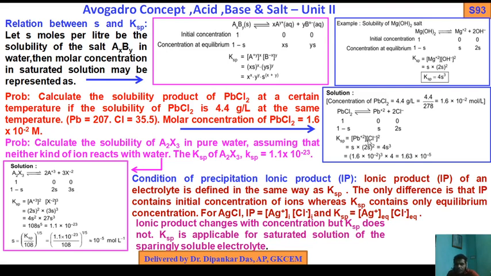So Ksp is the molar concentration of Pb^2+ times the molar concentration of Cl^- squared. So S times (2S) squared, that is 4S^3. As S is given as 1.6 × 10^-2.